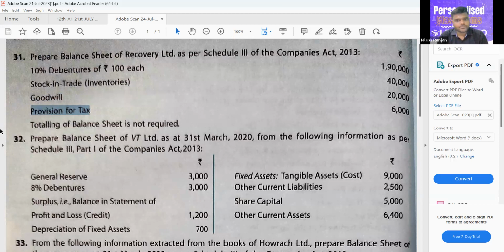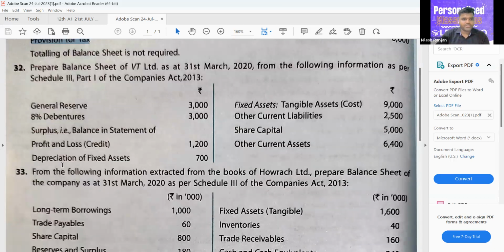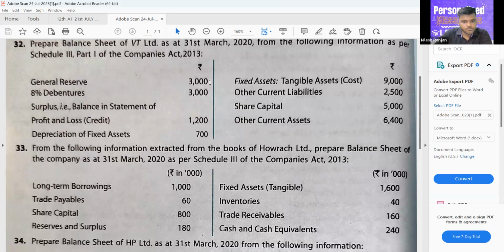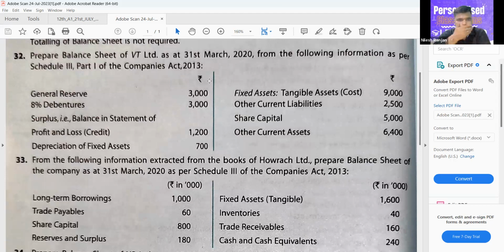So you can prepare this question. This is a very small question. I will prepare the next one. You can see here question number 32. General reserve is given, 8% debenture is given, fixed assets, tangible assets, other current liabilities, surplus that is balance in statement of profit and loss, credit, depreciation of fixed assets, other current liabilities, share capital, other current assets. So we have to prepare the balance sheet.